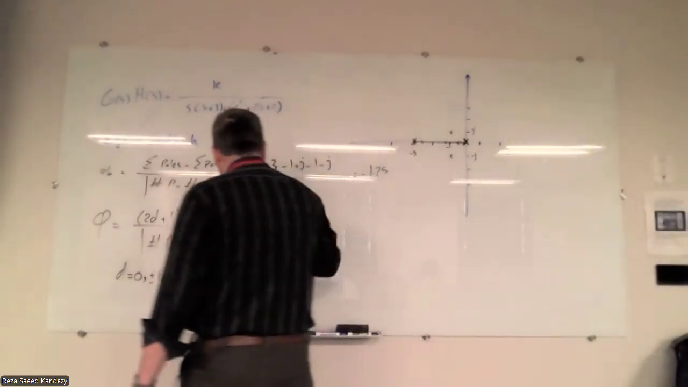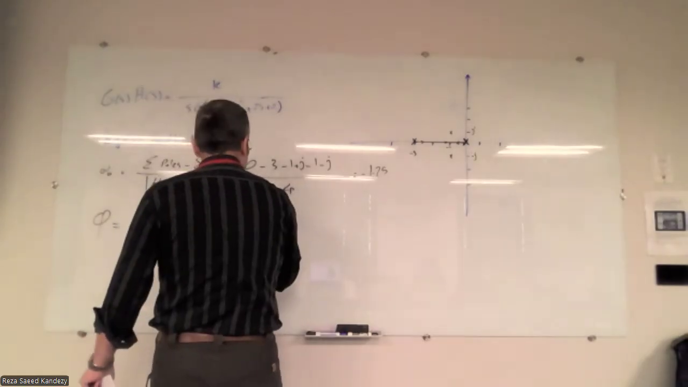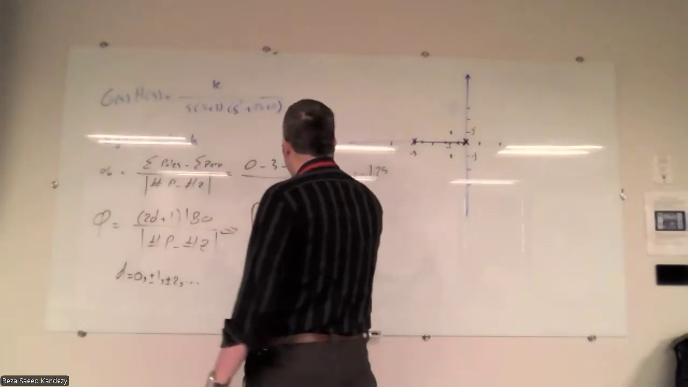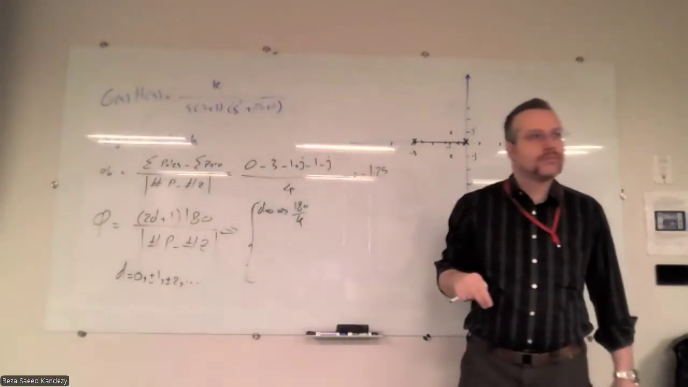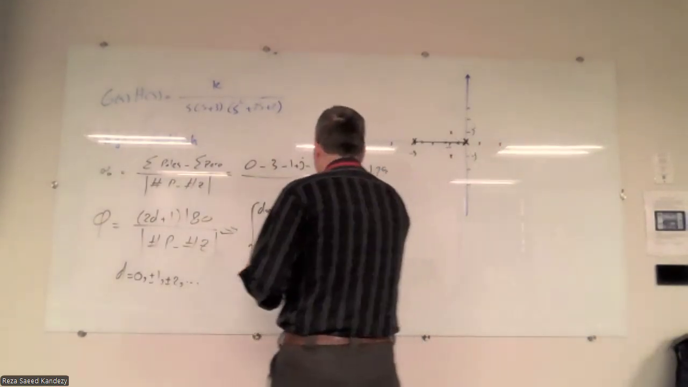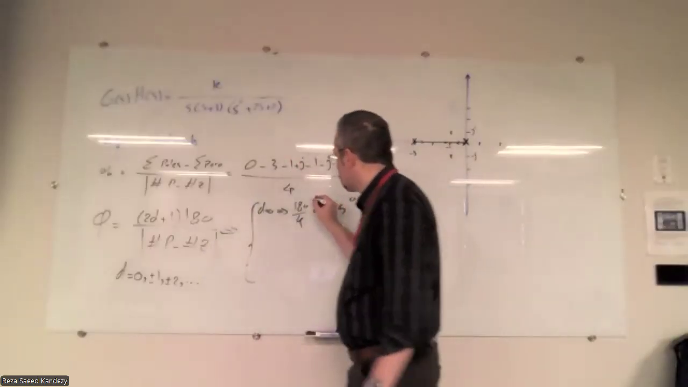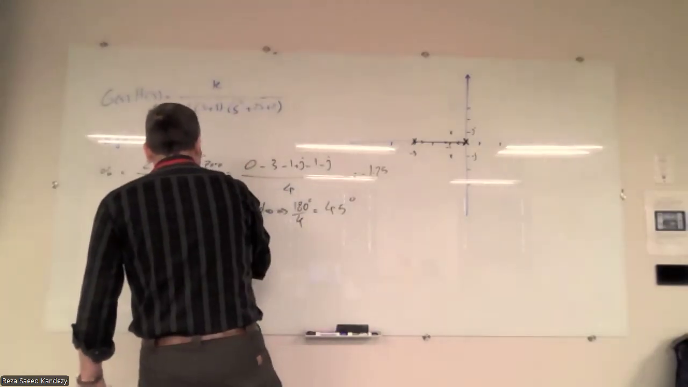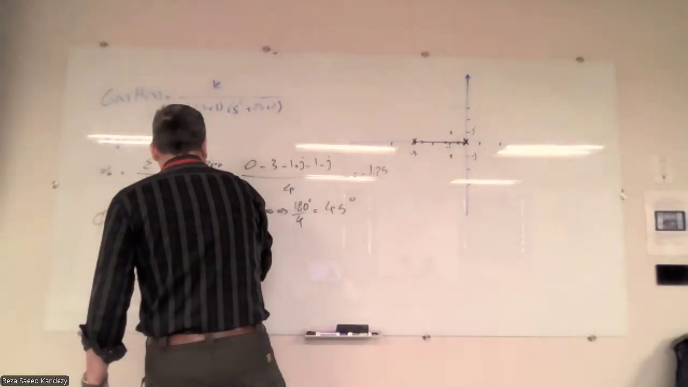Now, if d is equal to 0, then this is going to be 180 over 4. Are we good? Which is going to be 45 degrees. We put the degree part of it. We want to be precise.